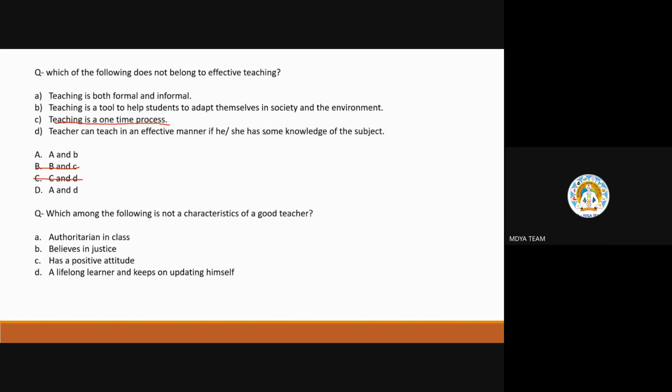So this is the trick. They are saying some knowledge, okay, and here they are saying effective manner. So some and effective is not related, contradictory. Okay, if a teacher has some knowledge, he or she can teach, but they can't teach effectively, right? So C and D are eliminated. So the correct option is A. See, now this question was easy or not? Yes, if we carefully look through the words in the options, then yes. This question was easy, ma'am, but at the same time, this question was tricky.